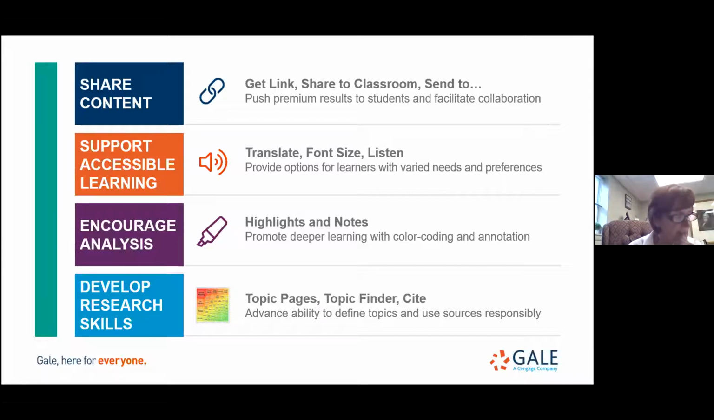Encourage learning. The highlights and notes tool can be used in many different ways to record student analysis of sources for assignments or research. What they can do is go in and color code or annotate certain sections of the material they found, and then add notes on why they felt it was important for their paper or what have you. And the topic pages, topic finder, and site tools help scaffold the research process from choosing and refining a topic to citing the information appropriately. Next page.